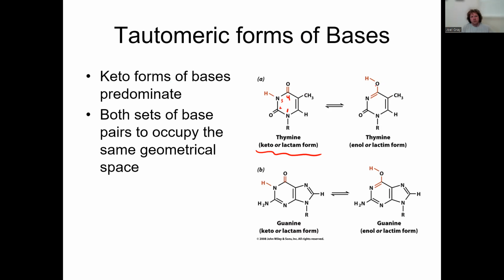And the reason is that they can both occupy the same geometric space, but ultimately, I always like to imagine freezing time or freezing a molecule and looking at, well, what's the structure that is the most common? You're going to find that keto or lactam form of the molecule. So the ones that we looked at on the previous page are the ones that we're going to see.